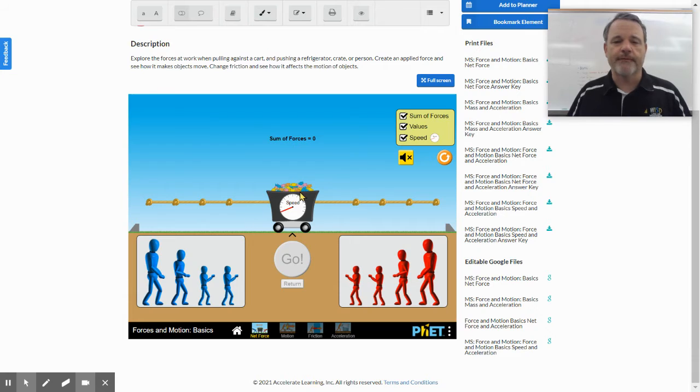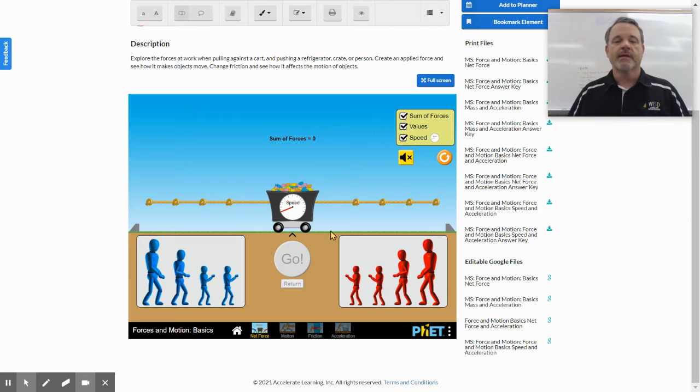We have a cart. It's not moving. It's at rest. And if you'll notice right up here, the sum of the forces is zero. That's the same thing as net force. So net force is zero. That means they're balanced. So this cart is going to keep doing what it's doing, which means it's going to stay at rest.